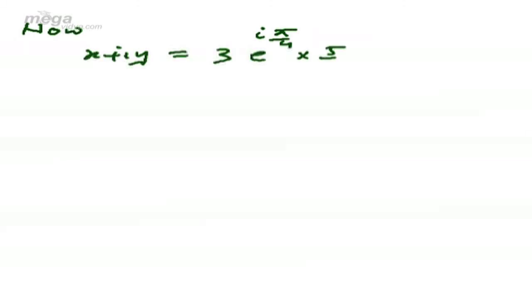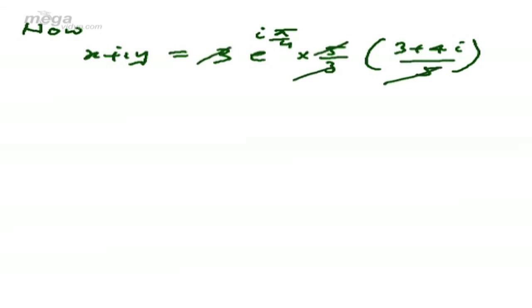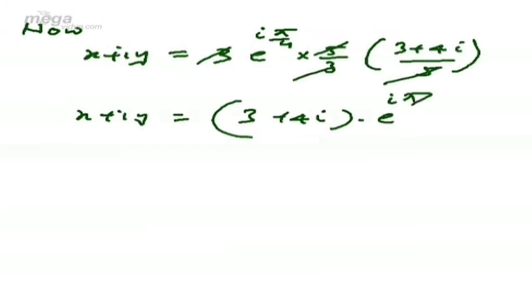Now x plus iy can be written as 3 e to the power i pi by 4 into 5 by 3, into 3 plus 4i by 5. 5 cancels with 5, 3 cancels with 3. So x plus iy will be 3 plus 4i into e to the power i pi by 4. So the correct answer is D.